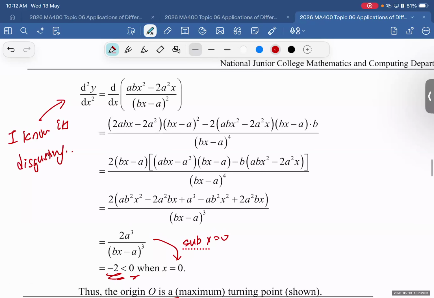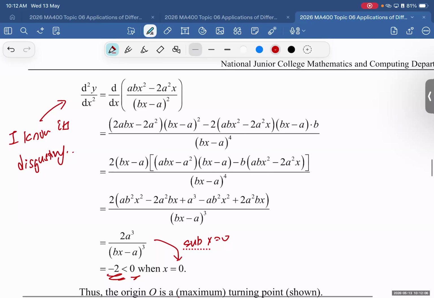From the second last step to the last step, it's just pure cancellation. This and this cancel. This and this cancel. Here, I sub x to be 0. Remember, here I sub x to be 0. So this is the expression. Then after that, what do we do? We sub the point inside, we sub x equals to 0 inside to test whether it is negative or positive. When I sub x equals to 0, this disappears, it cancels out. That tells you that it is negative, a maximum point.